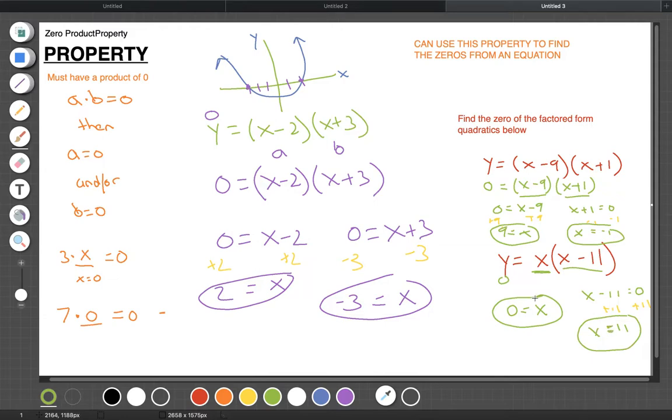All right, so there's the zero product property. That's how you can find zeros from a factored form quadratic. Nice and easy and fast.